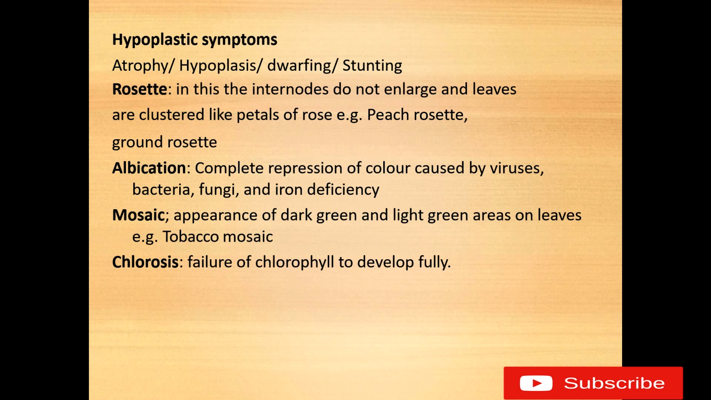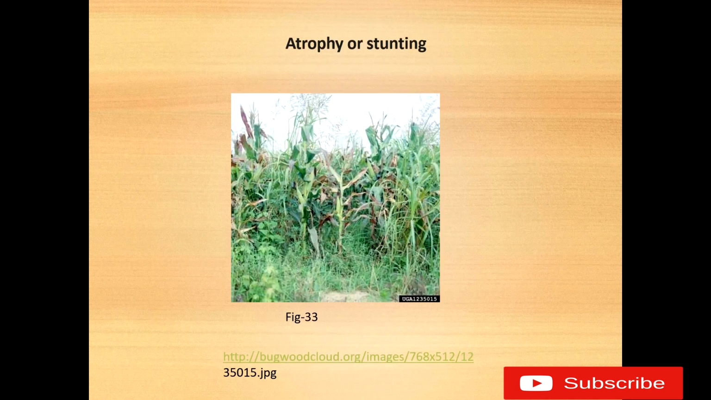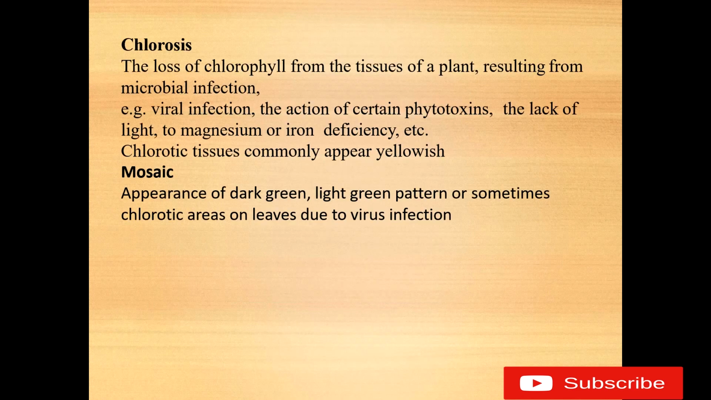And mosaic means the appearance of dark green and light green patches on leaves. Chlorosis means the failure of chlorophyll to develop fully, the loss of chlorophyll from the tissues of the plant resulting from microbial infection. So you can see atrophy or stunting, chlorosis, and mosaic means patches.